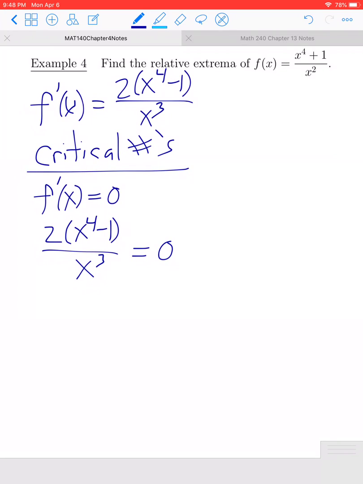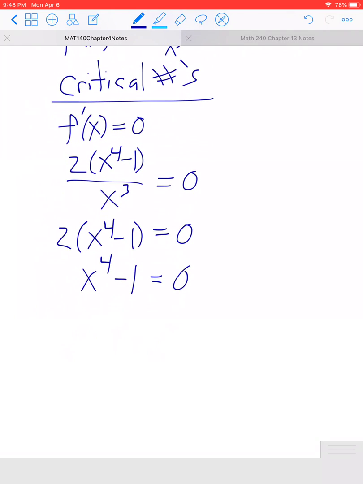To start, we want to clear fractions by multiplying both sides by x cubed. That'll leave us with 2 times x to the fourth minus 1 equals 0. We can divide both sides by 2. We get x to the fourth minus 1 equals 0. And now what we have is a polynomial equation. And one of the best ways when you're able to solve these is to try and factor it. X to the fourth minus 1 is actually a difference of squares. This would factor as x squared minus 1 times x squared plus 1 equals 0.